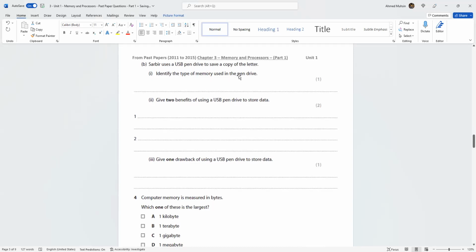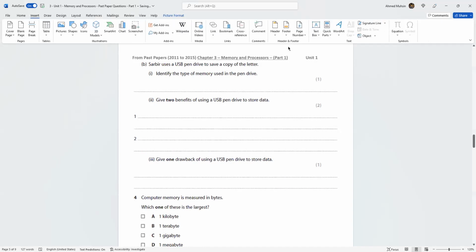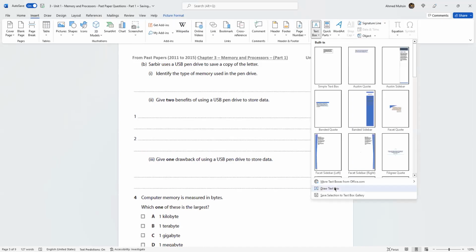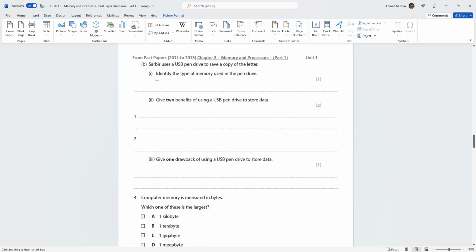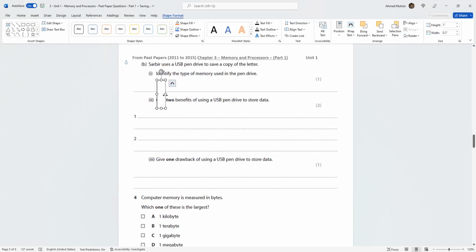Identify the type of memory used in the pen drive. Okay, so over here, the type of memory would be flash memory. Yes, we're talking about a pen drive. So our answer is going to be flash memory. So over here, we put flash memory.